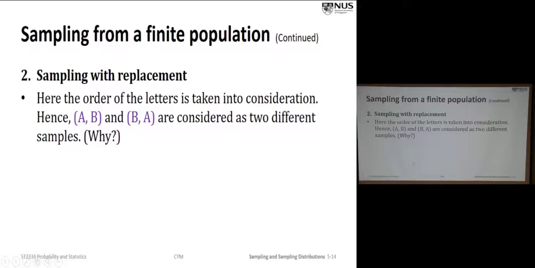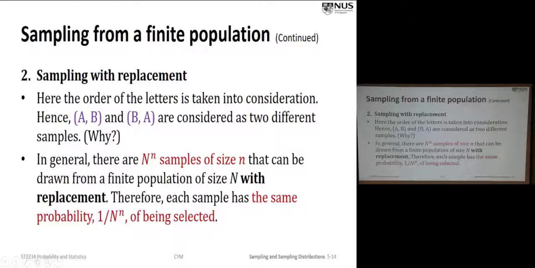So in general, we have N to the power n samples, and each will have a probability of being selected equal to 1 over that number. If you have 10,000 possible samples and they're equally likely, then each one should have 1 over 10,000. So 1 over capital N raised to the power little n is the probability of being selected.